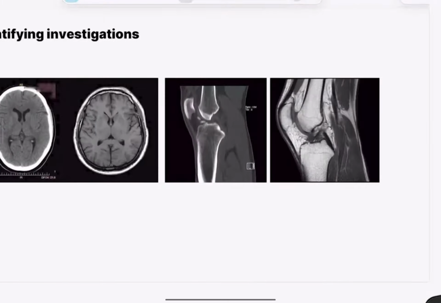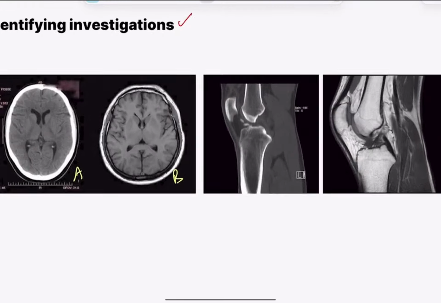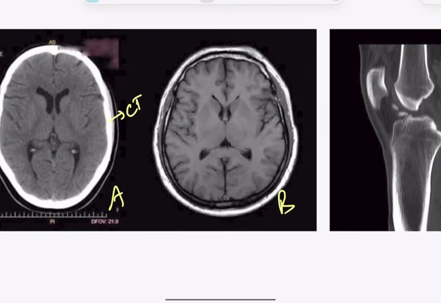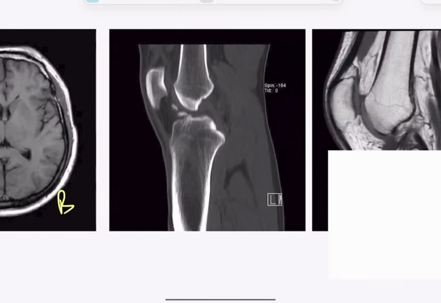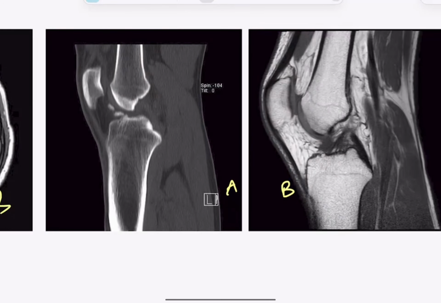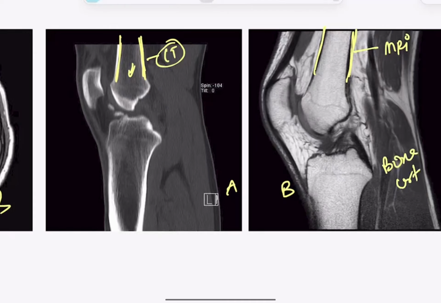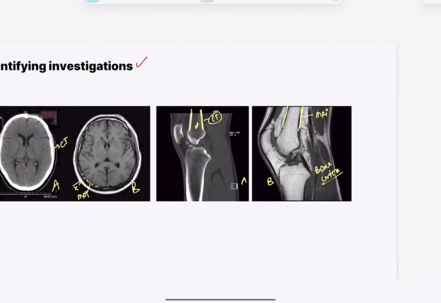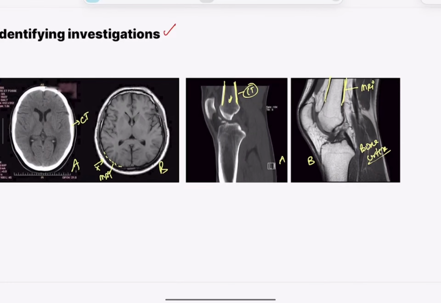This is OPG. Identifying the investigations, first one, look at this image, image A, image B. In the image A, bone is white, this is CT. In the image B, this is not the bone, just surrounding the brain parenchyma, this is black bone, this is MRI. Look at this one, image A, image B. The bone cortex is white, the bone marrow is black, but the bone cortex is white, so it is CT. The bone cortex is black, this is MRI. So learning point, look at the bone cortex, not just the bone marrow, to identify it is CT or MRI.